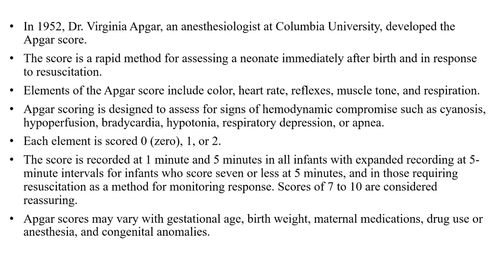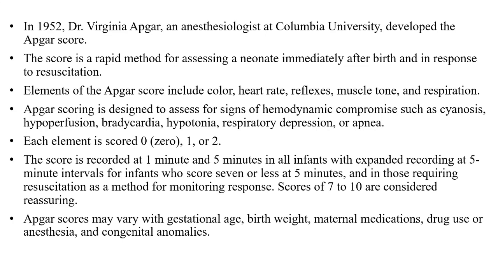There are five elements, or we can say five dimensions, which include color, heart rate, reflexes, muscle tone, and respiration. Okay, color, heart rate, reflexes, muscle tone, and respiration. Apgar scoring is designed to assess for signs of hemodynamic compromise, such as cyanosis, hypoperfusion, bradycardia, hypotonia, respiratory depression, or apnea.